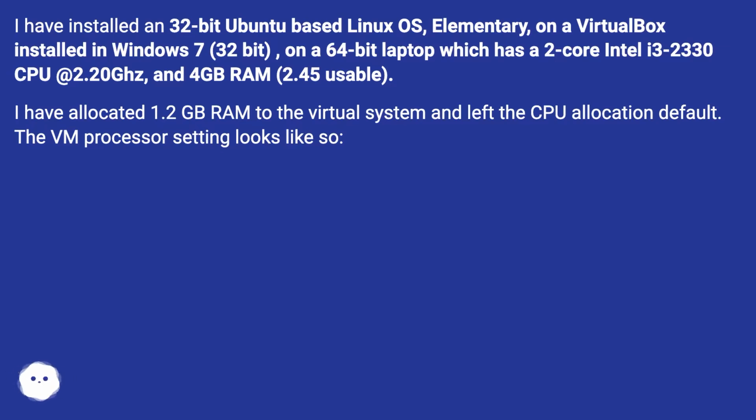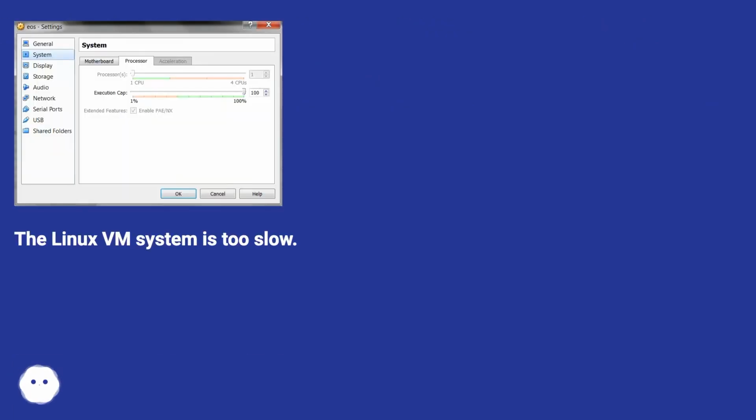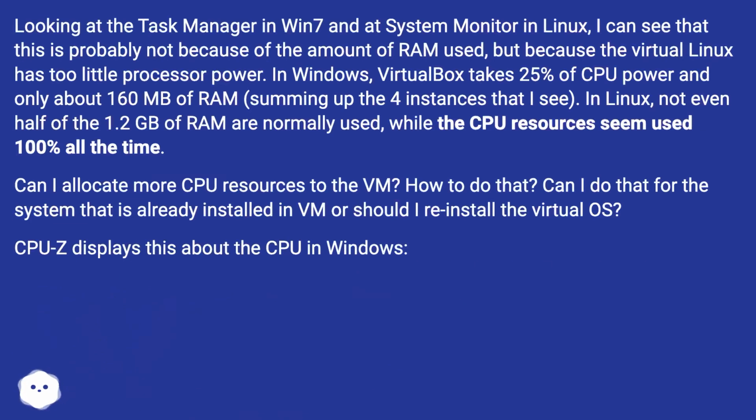The VM processor setting looks like so. The Linux VM system is too slow. Looking at the Task Manager in Win 7 and at System Monitor in Linux, I can see that this is probably not because of the amount of RAM used, but because the virtual Linux has too little processor power. In Windows, VirtualBox takes 25% of CPU power and only about 160 MB of RAM, summing up the 4 instances that I see. In Linux, not even half of the 1.2 GB of RAM are normally used, while the CPU resources seem used 100% all the time.